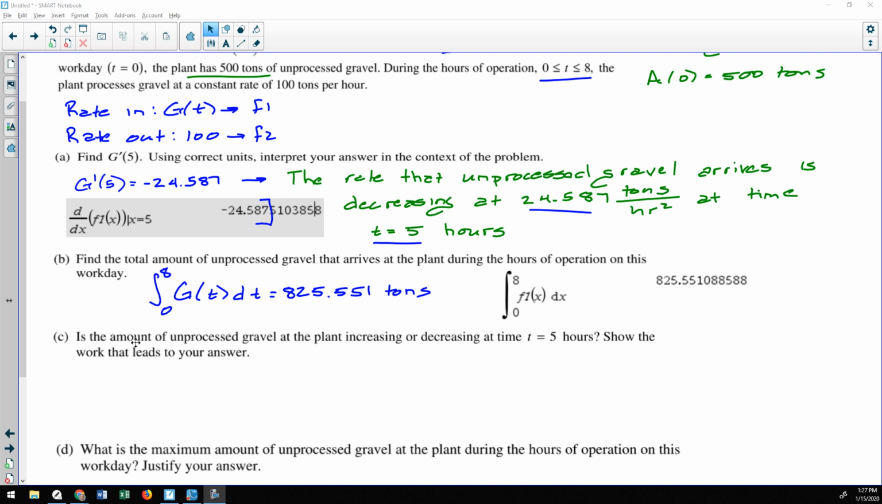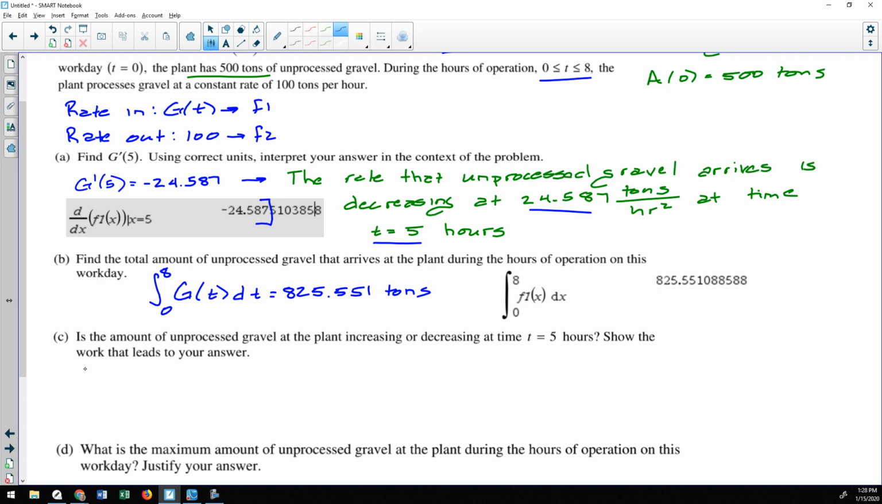So question C: is the amount of unprocessed gravel at the plant increasing or decreasing at time t equals 5? Show the work that leads to your answer. Okay, there are two ways to approach this problem. One of them is to look at the rate in and the rate out separately, because we are now talking about the pile of gravel at the plant. This is going to be dependent on both the rate in and the rate out.